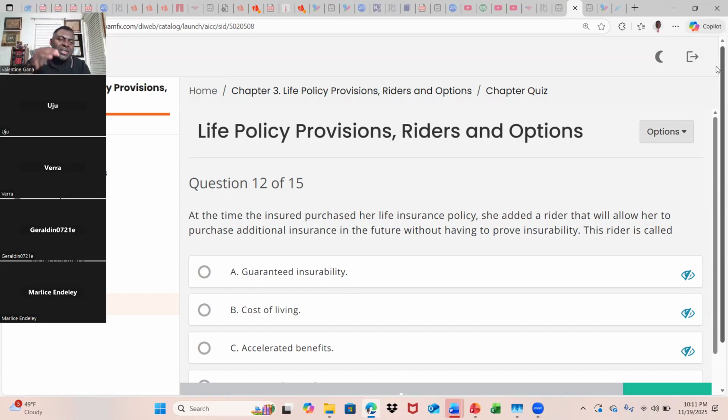Remember that for a decreasing term, it is not the premium that is decreasing. It is the death benefit or the face value that is decreasing. And as you are paying that loan, when the loan is close to zero, the death benefit of that policy is also close to zero.